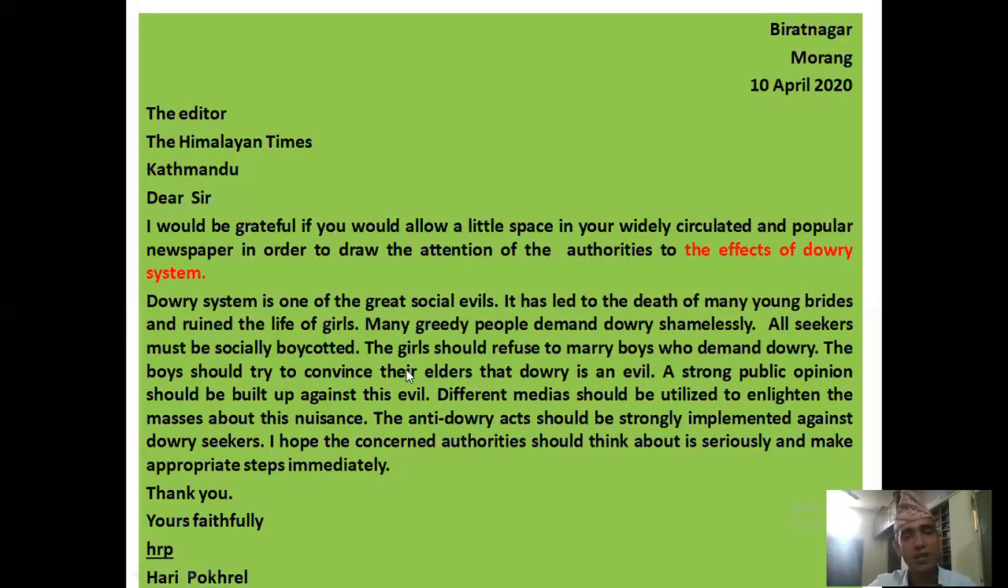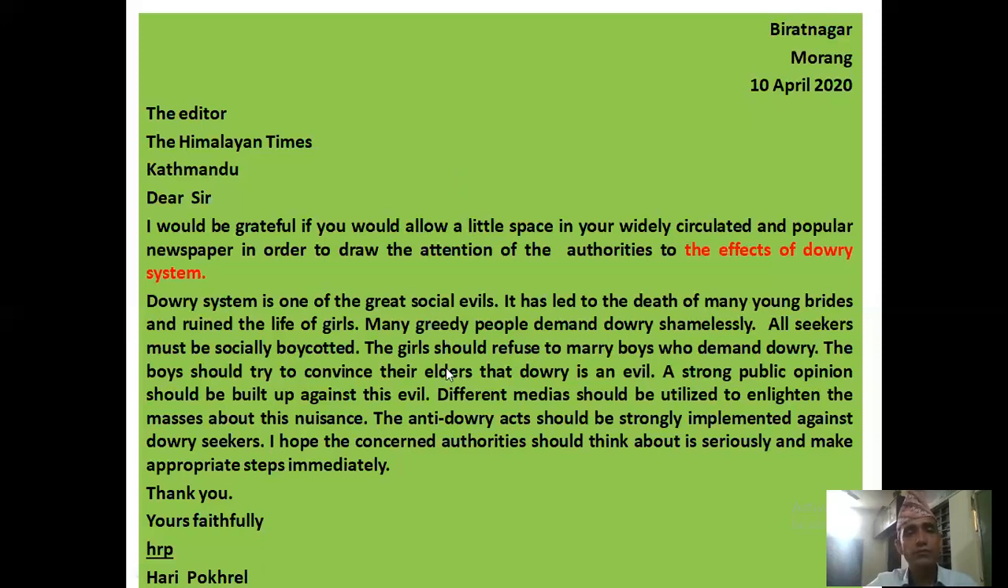And in the second paragraph, the writer has written about causes and effects and ways to control the dowry system, and he has drawn the attention of the concerned authorities, and he has used formal language. No contracted forms are used here. So this is how you can write your formal letters. I hope you understand the format. You will know the parts, concepts, and everything about formal letters, dear students.